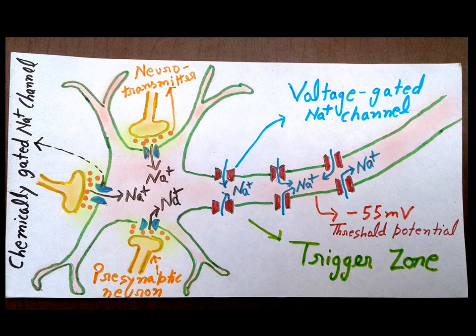The inside of the membrane becomes less negatively charged, which results in depolarization of the membrane. The multiple stimulation by presynaptic neurons results in depolarization to the threshold level, which is called threshold potential, which has a value of -55 millivolts. Threshold potential results in the opening of voltage-gated sodium channels present in the trigger zone of the axon and inward diffusion of sodium ions from the extracellular space.